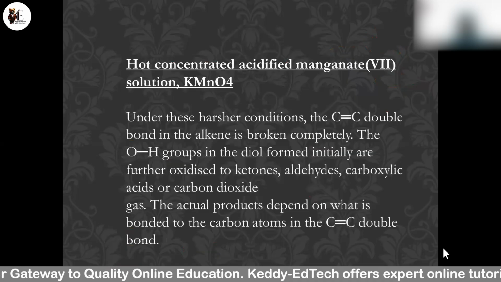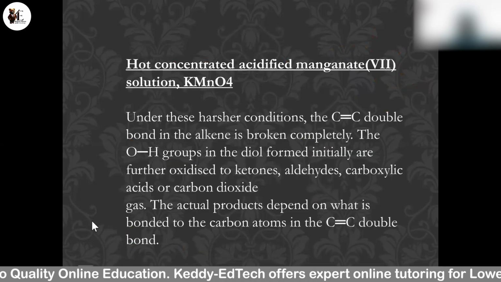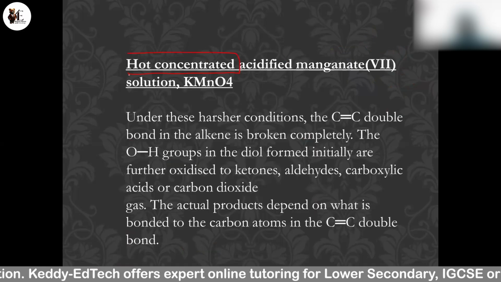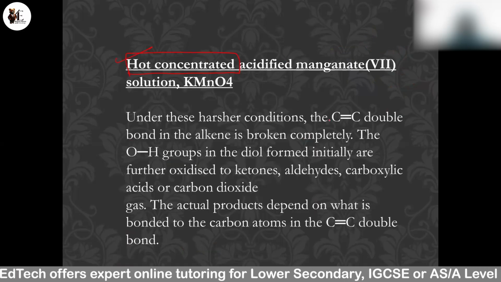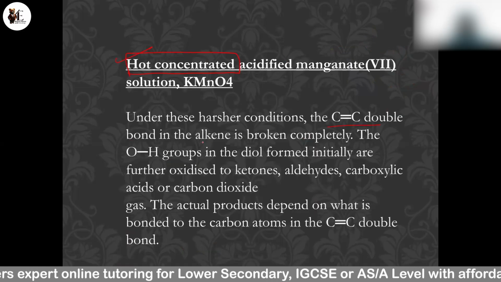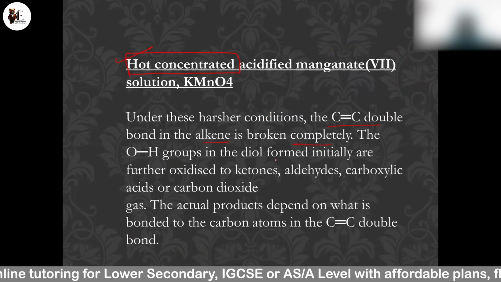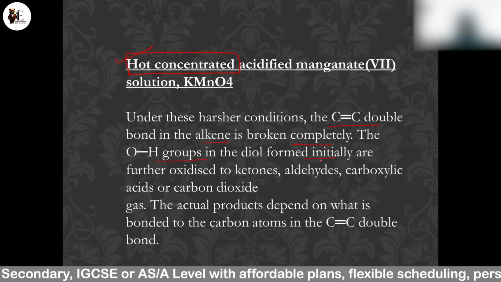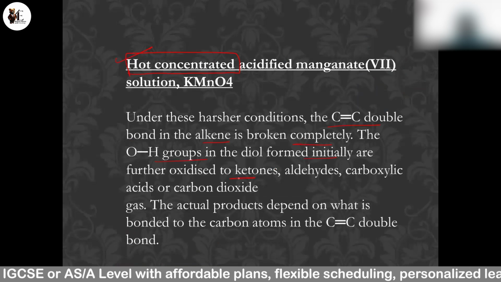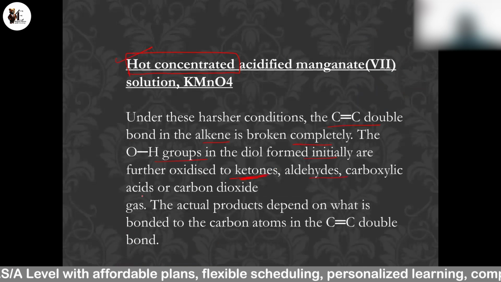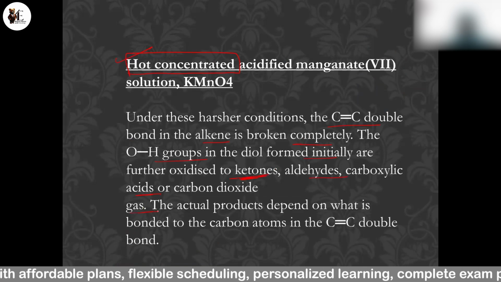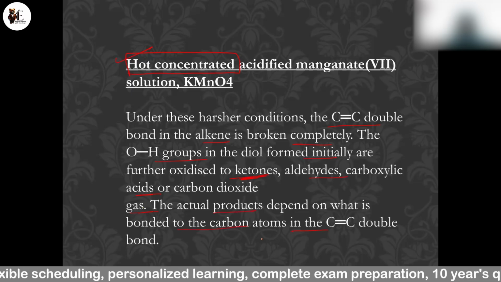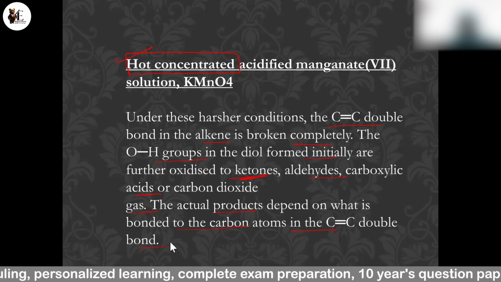Next reaction is hot concentrated acidified manganate solution. First is your cold and diluted. Next is hot and concentrated. This is important. So these are your harsher conditions. Now carbon-carbon double bond in alkene is broken completely, and the OH groups in the diol formed initially in the cold and dilute solution are further oxidized to ketones, aldehyde, and carboxylic acid or carbon dioxide gas. So what are the products? It depends on what is bonded to the carbon atoms in the carbon-carbon double bond.